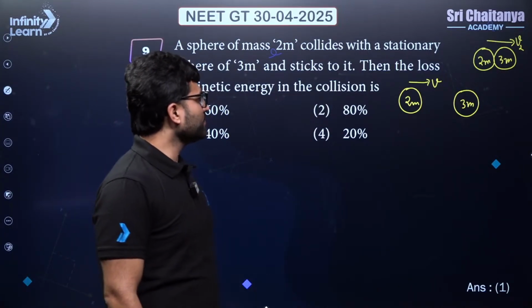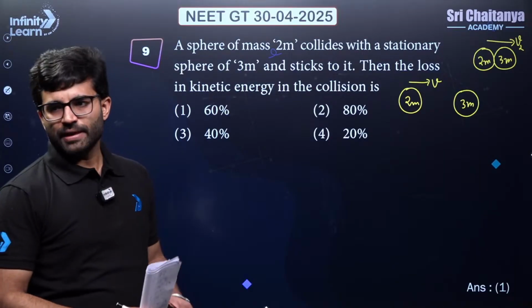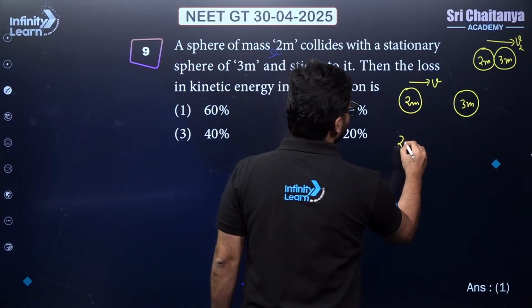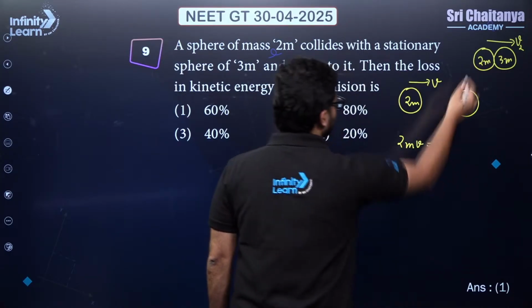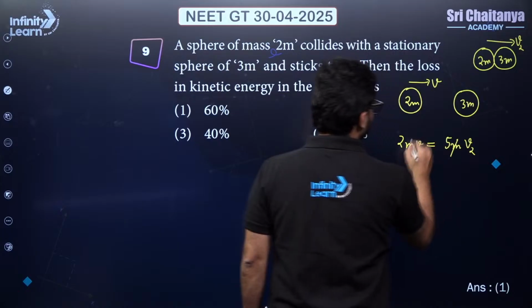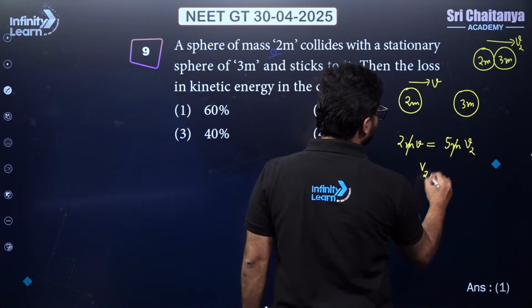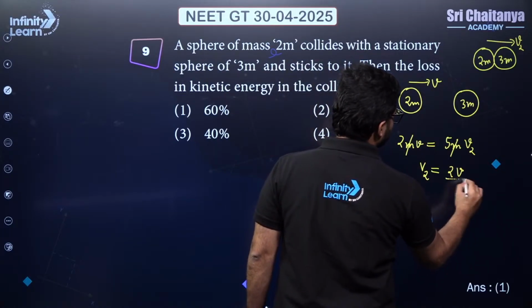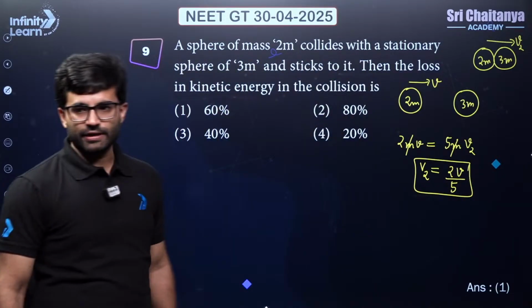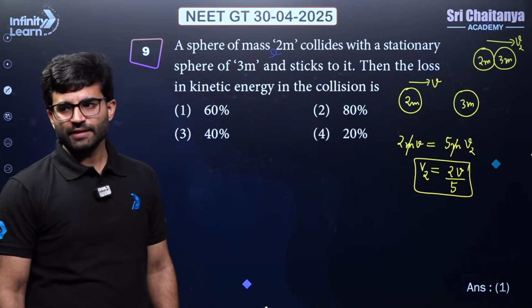So let us do this. Again, we will do the momentum conservation. So what is the initial momentum? 2m into v, that is equal to the final momentum, which is 5m into v2. So m cancels out. What is v2? v2 will come out to be 2v divided by 5, correct? That is my final velocity.